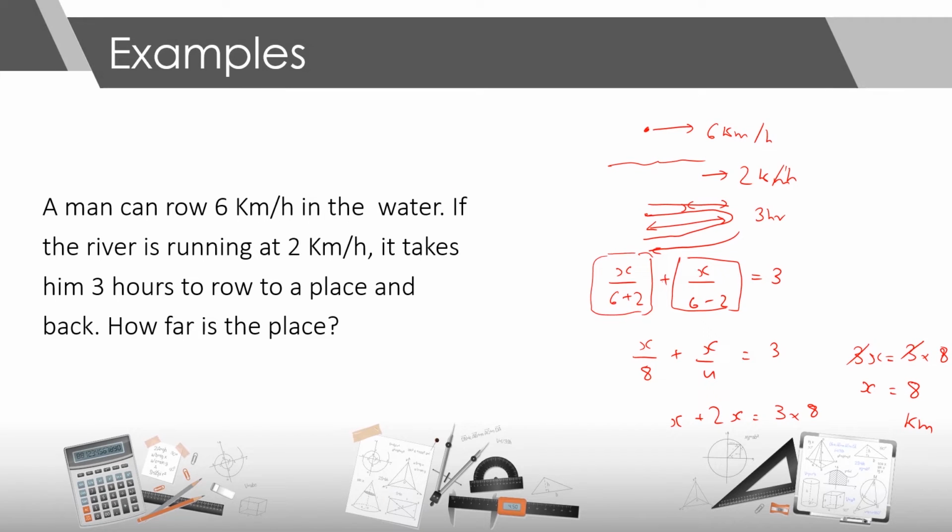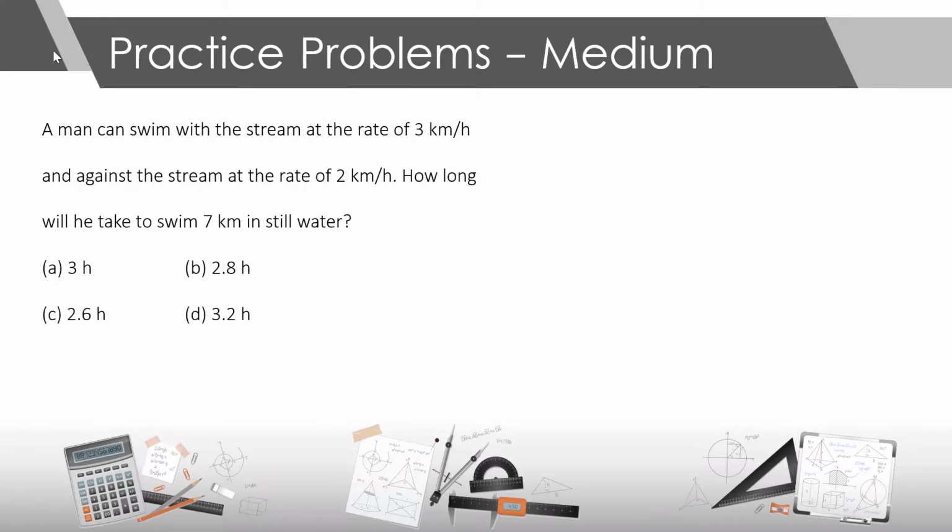So I hope you understand the concept behind this kind of problems where boats and streams are involved. Boat has its own speed in still water and there is some additional speed of the stream which may be added to the speed of the boat or subtracted from the speed of the boat, and we have to calculate the distance traveled or the time taken accordingly. Now let us look at some practice questions related to this topic which we often see in the competitive exams.